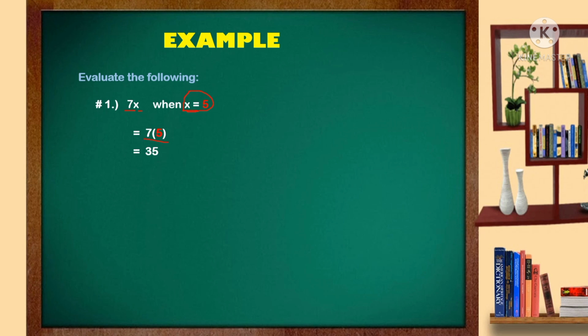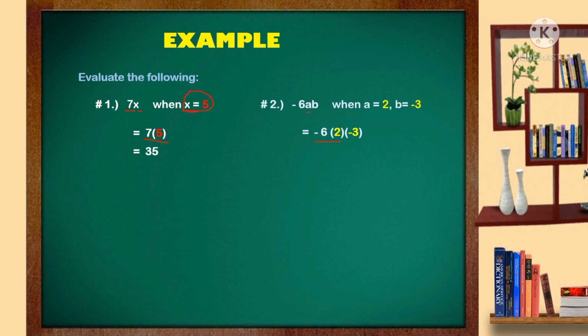So let's have another example. 6ab, when a is equal to 2 and b is equal to -3. So what we are going to do is copy -6, then substitute the values of our variables. The value of our a is 2 and the value of our b is -3.